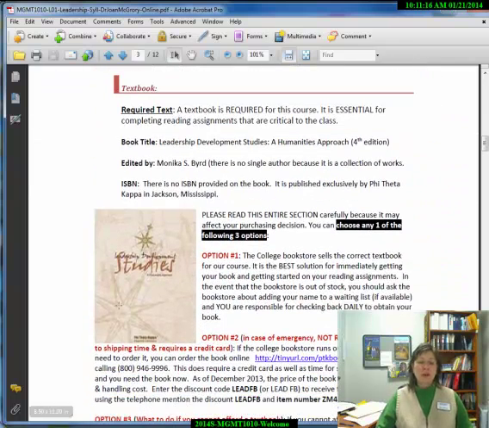This is a picture of the book here. It's the 4th edition, and it's called Leadership Developmental Studies, Humanities Approach. It is in the 4th edition.